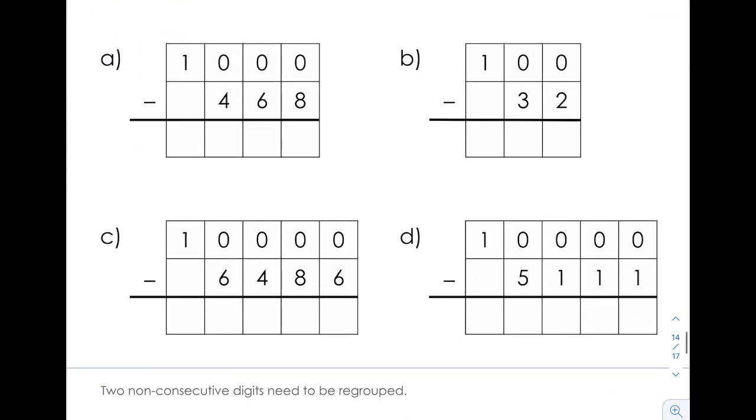Go ahead and try these with regrouping. Pause the video, come back when you are ready. So for A, I'm going to start way on the left side here in the thousands. I'm going to borrow again, and borrow one more time. Now I'm ready to subtract. 10 minus 8 is 2, 9 minus 6 is 3, 9 minus 4 is 5.